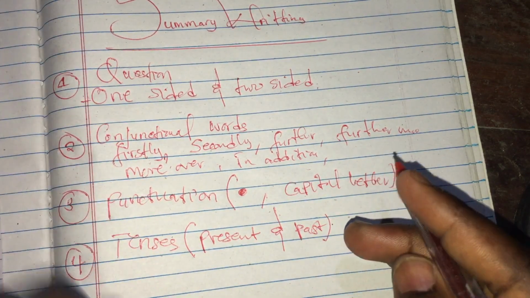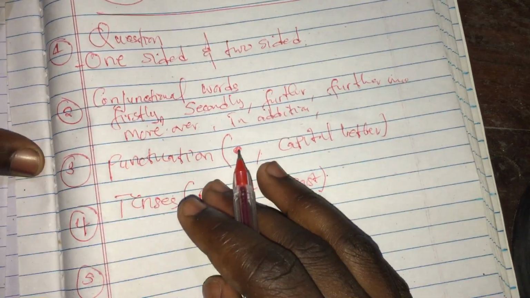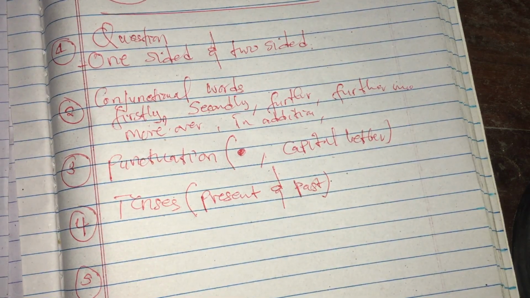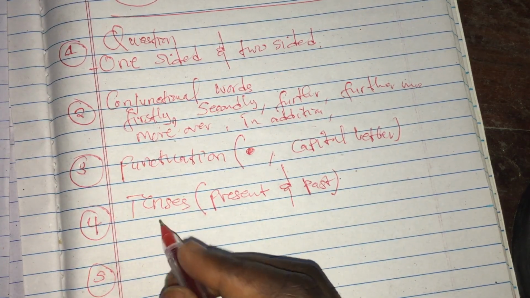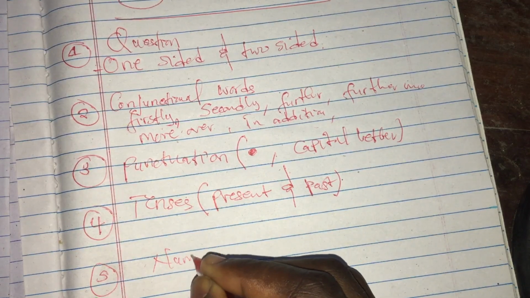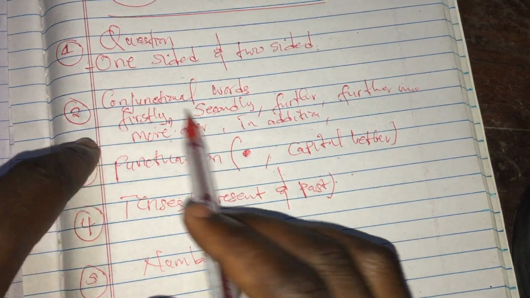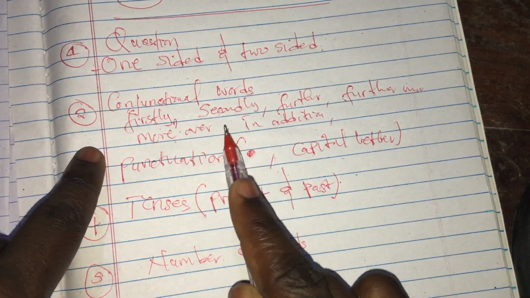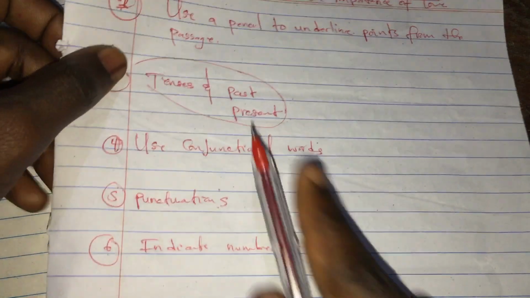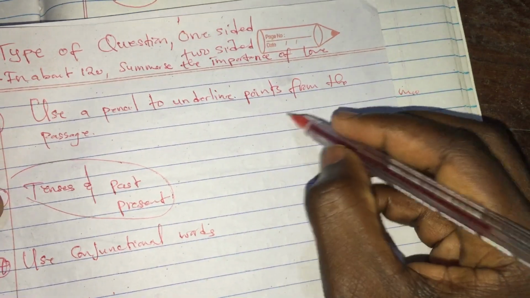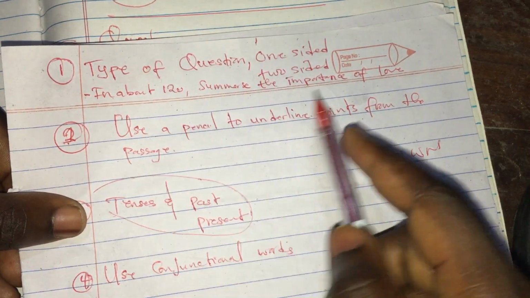Then the other key thing which you must also do, which is very, very important: when you are done writing, you must indicate the number of words. When you are done writing your summary, make sure that you count the number of words and indicate it at the corner of your summary. Like for example, you can say 120 words at the last.